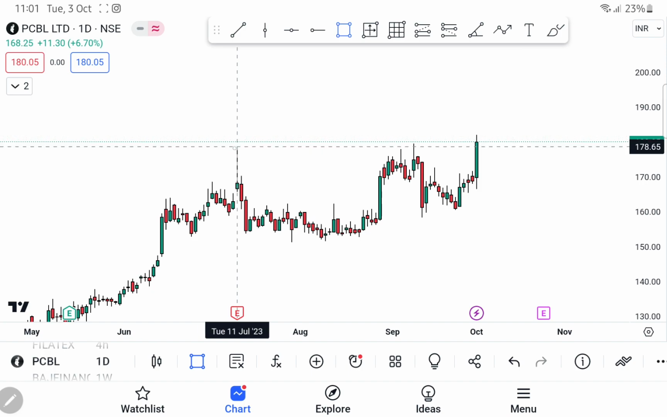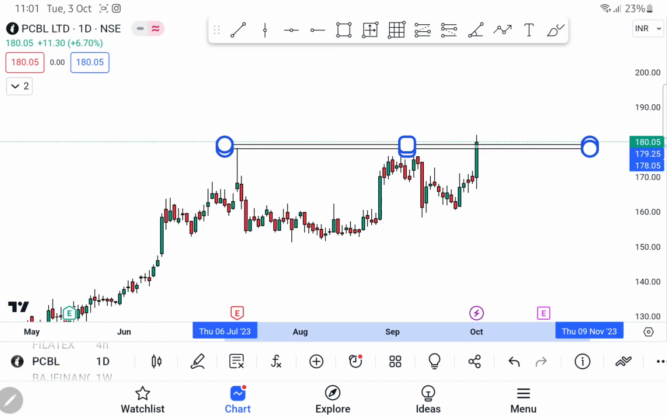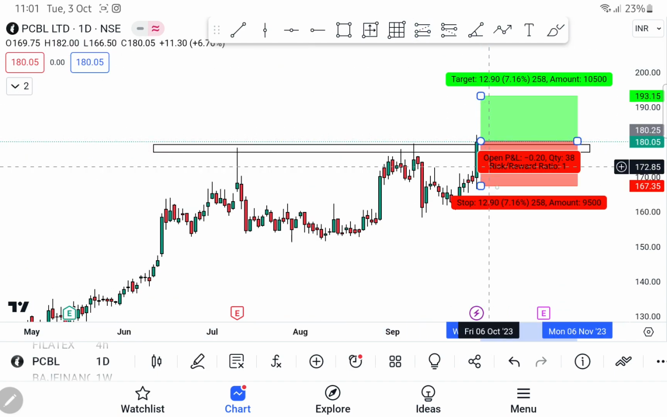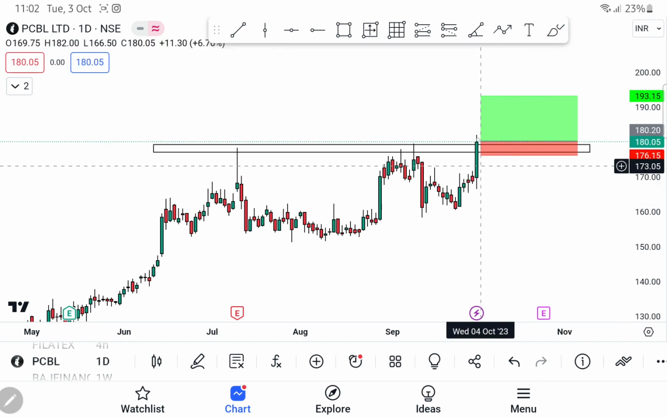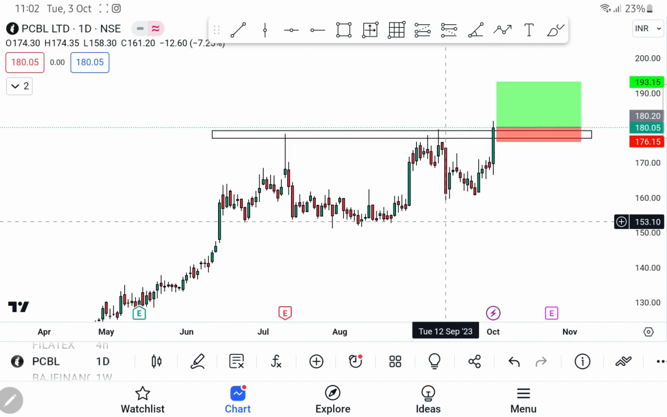Let me draw the level. From this wick to this wick, let me draw. Great, so that's it, it's done. It has given a breakout here. If it sustains here for one or two candles, if I get one more candle and it sustains, I'm really good to go, because this will be my stop loss. And it's a good stock, guys. I've already traded it once.